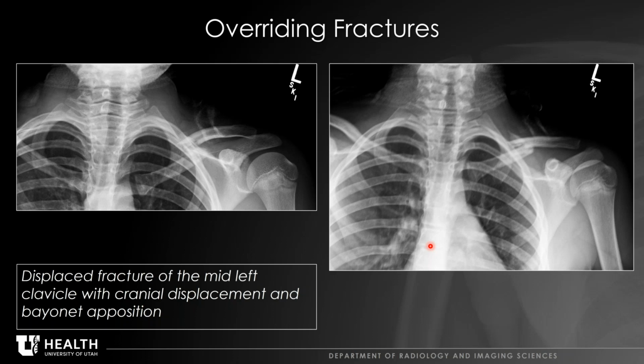And in a lot of places, our most common overriding fractures are probably in the clavicle. So this is a displaced fracture of the mid-left clavicle with cranial displacement and bayonet apposition. Clavicles are interesting. We're discussing displacement because in reality, this part of the fracture is attached. The coracoclavicular ligaments here and the acromioclavicular ligaments here are intact, and the sternoclavicular ligaments are intact. So a lot of times we think of the proximal clavicle as dropping, but it's the distal clavicle that's being elevated cranially. So it's displaced and in bayonet apposition.